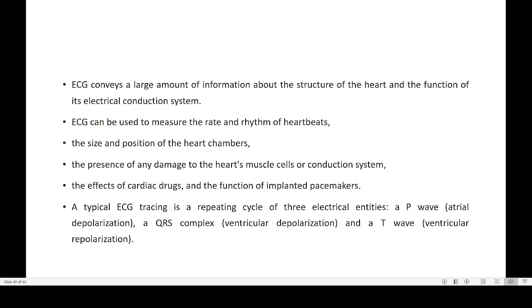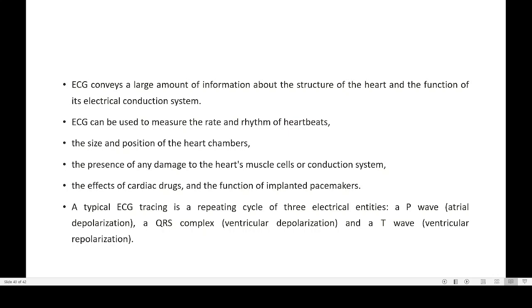See what the uses of ECG are. In case of ECG, it conveys a large amount of information about the structure of the heart and the functioning of its electrical conduction system, which we have seen: SA node, AV node and Purkinje fiber. That is the electrical conduction system, whether it is working. If everything is working smoothly, we get a normal ECG.